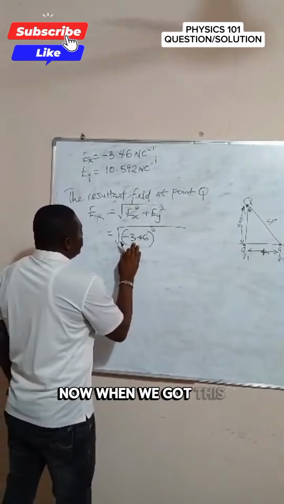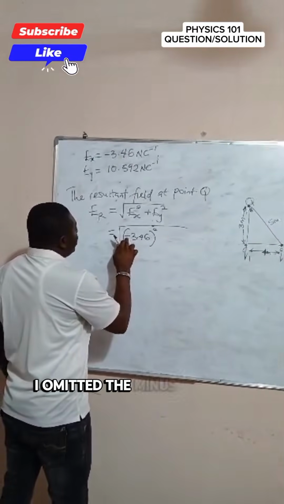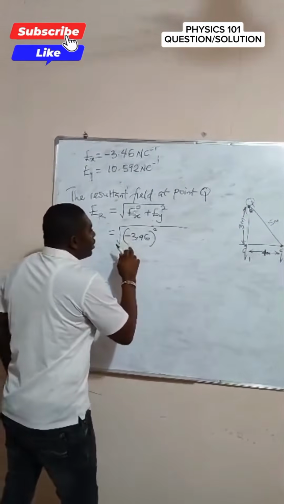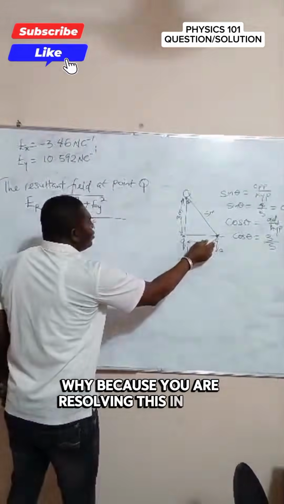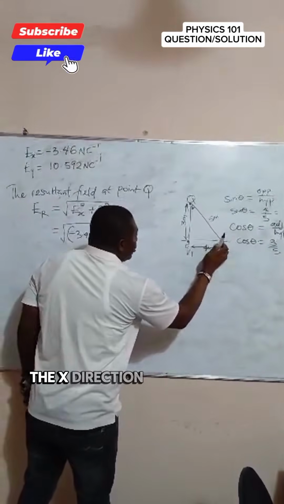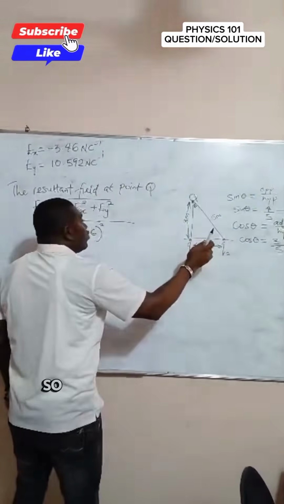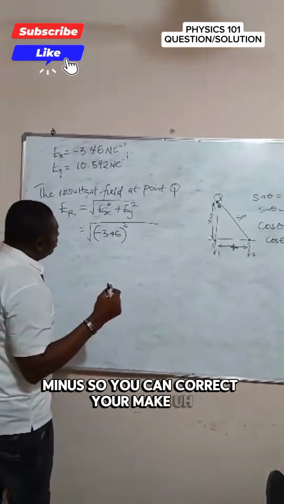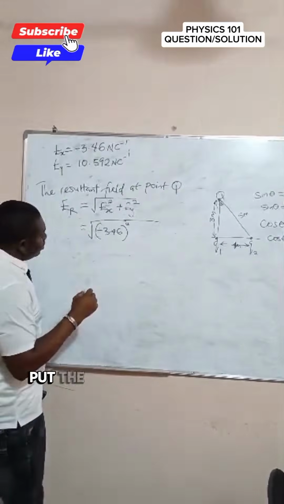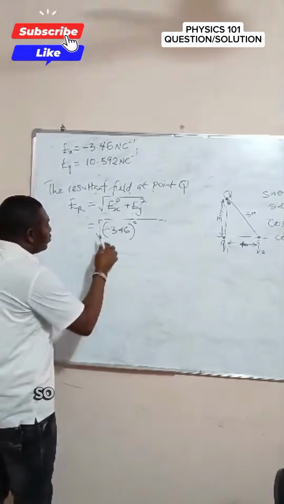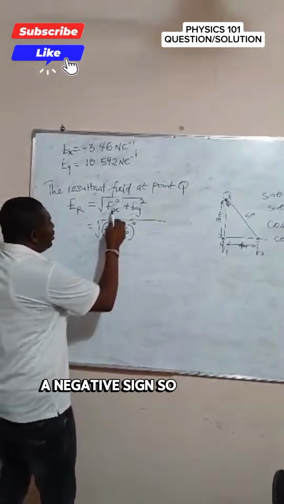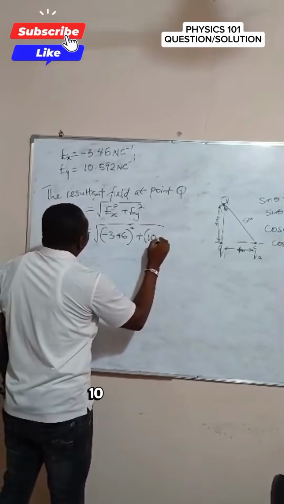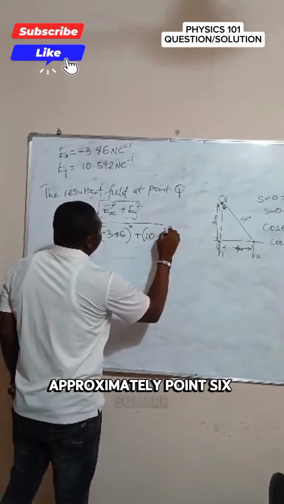Now, when we got this, I omitted the minus sign. Why? Because we resolved this in the X direction, but the X direction was going backward. Backward means minus, forward means plus. So that is why I put the minus. You can correct your previous answer and put the minus, because you are calculating the X direction backward. So backward, you put a negative sign. So let's go. Minus 3.46 squared plus EY squared. What is EY again? Let's just approximate it, 10.6 squared.